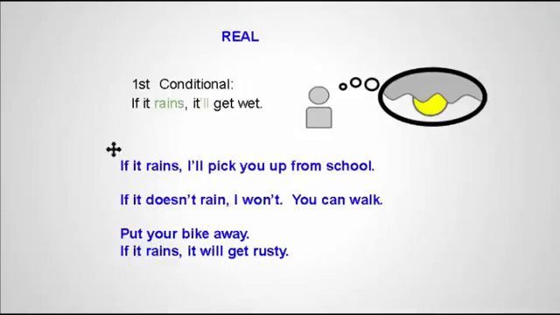One example for the real: if it rains, I'll pick you up from school. If it doesn't rain, I won't. You can walk. Put your bike away. If it rains, it will get rusty.